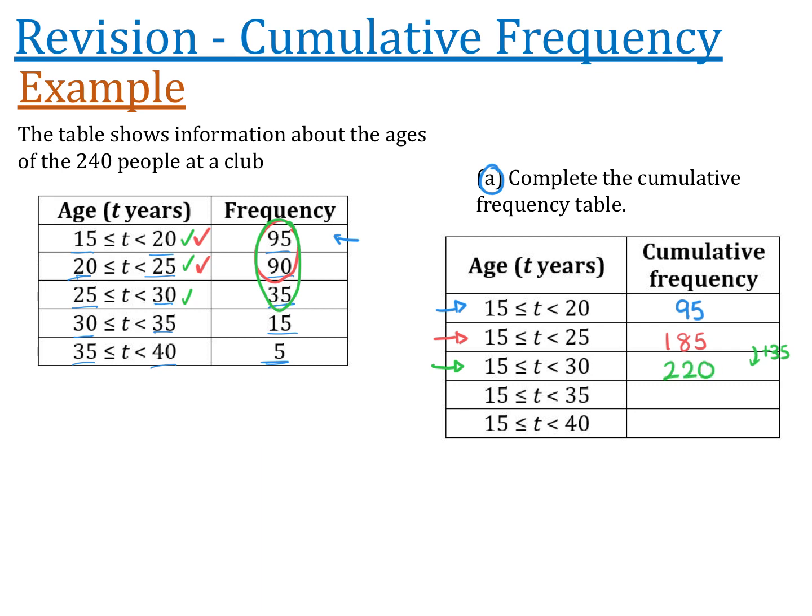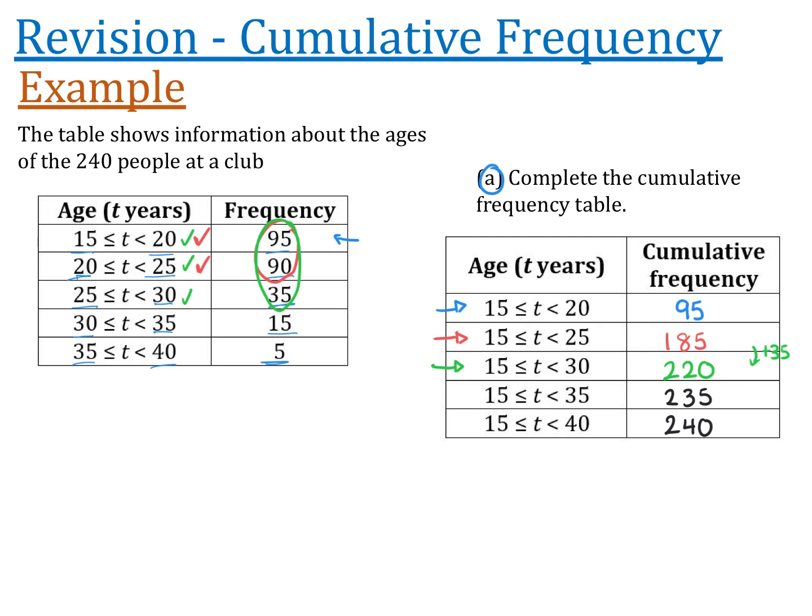And then for the last two, I'm just going to, again, keep on adding on. It says how many people are between 15 and 35. Now I'm going to add on the next 15. That gets me to 235. And then finally, how many people are between 15 and 40? I'm going to add on those last 5 people to get me to 240 people.